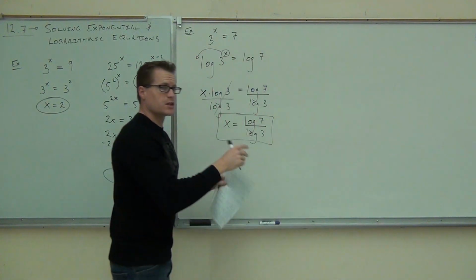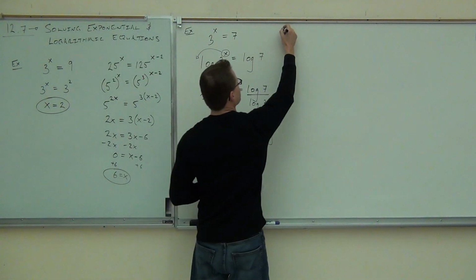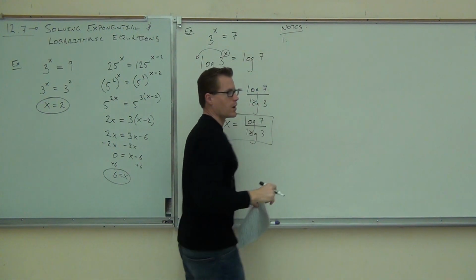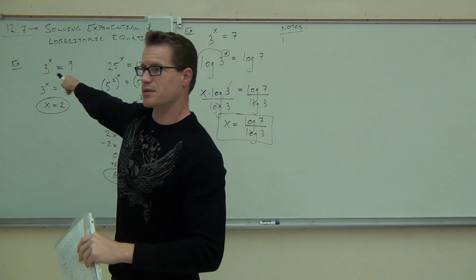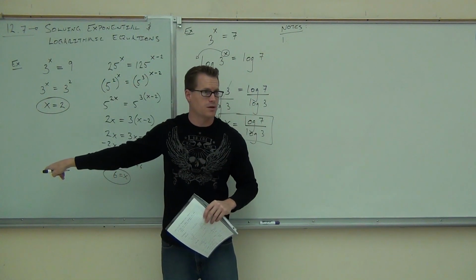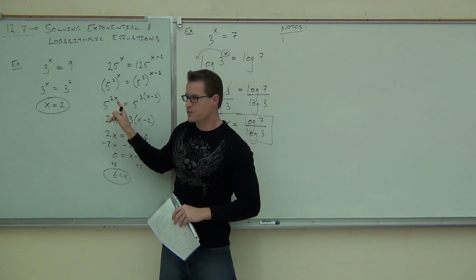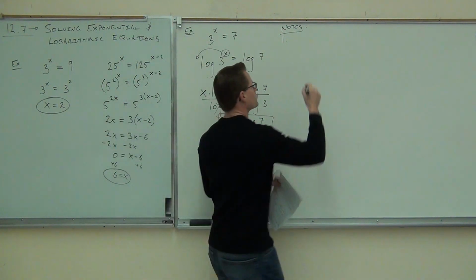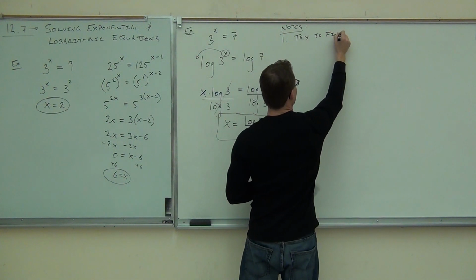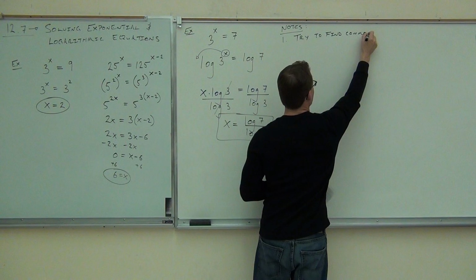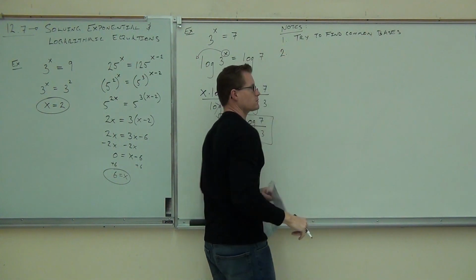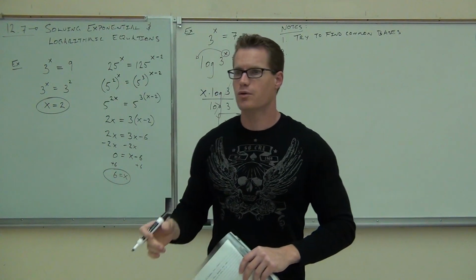So, the first thing you do, I'll write a couple notes. Number 1, you look for common bases like this. Why? Because your answers are nicer over here if you don't have a logarithm. You can work with that easier. So, number 1, you try to find common bases. If you can't, then you take a logarithm of both sides.